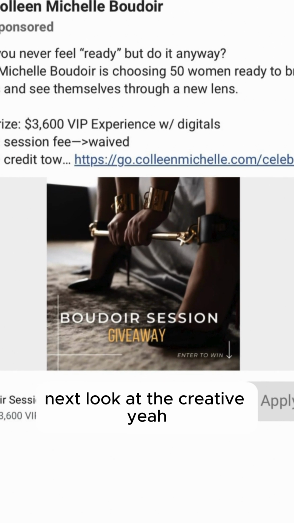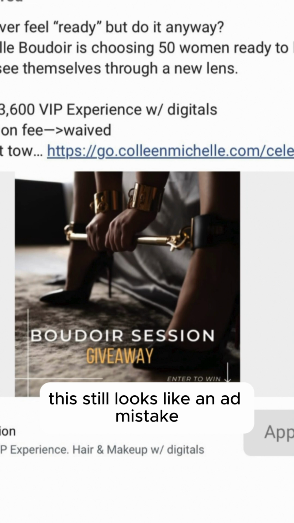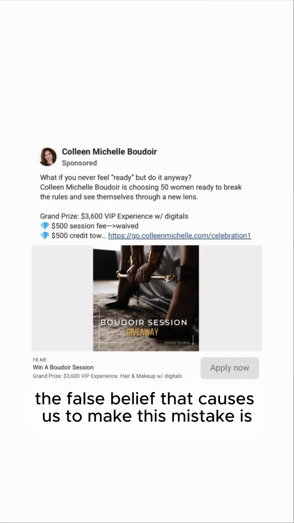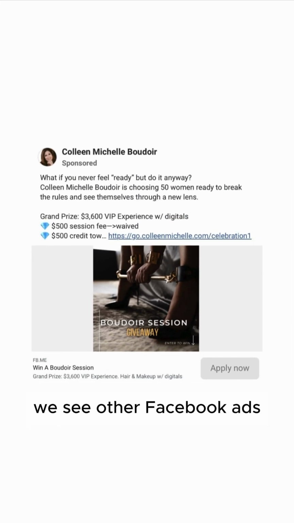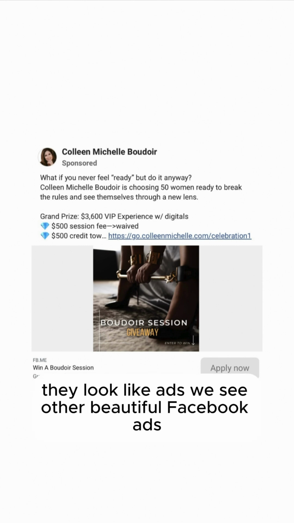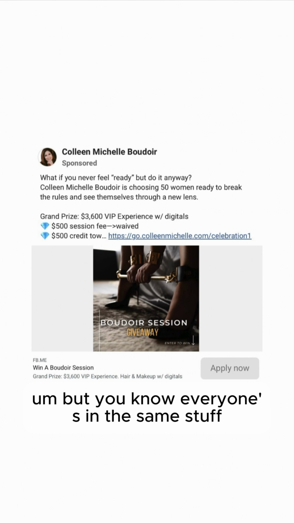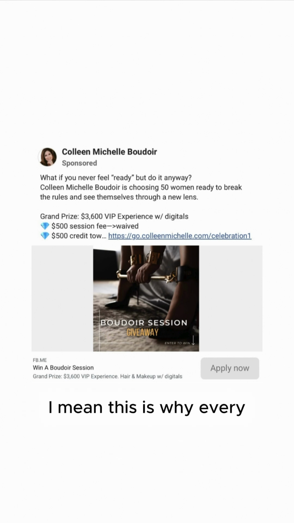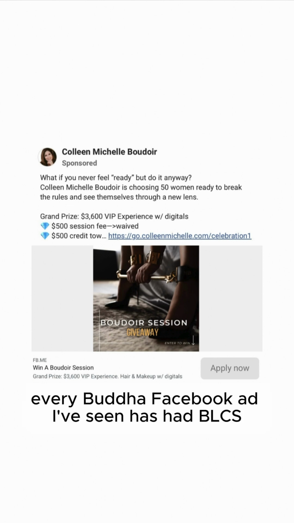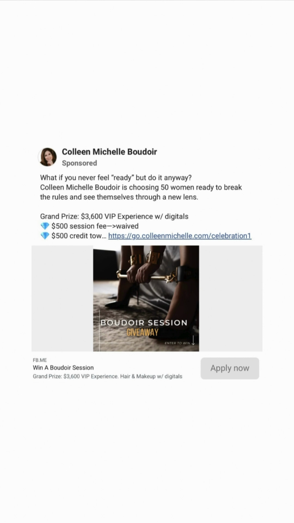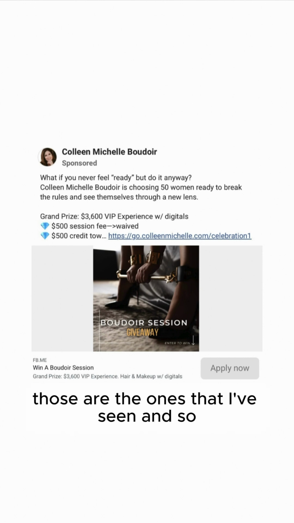Next, looking at the creative, this deal looks like an ad mistake. The false belief that caused us to make this mistake is we see other Facebook ads, they look like ads. We see other boudoir Facebook ads, they look like ads. But everyone's in the same stuff. I mean, this is why literally every boudoir Facebook ad I've seen has had BLCS, boudoir low click syndrome. Those are the ones that I've seen.